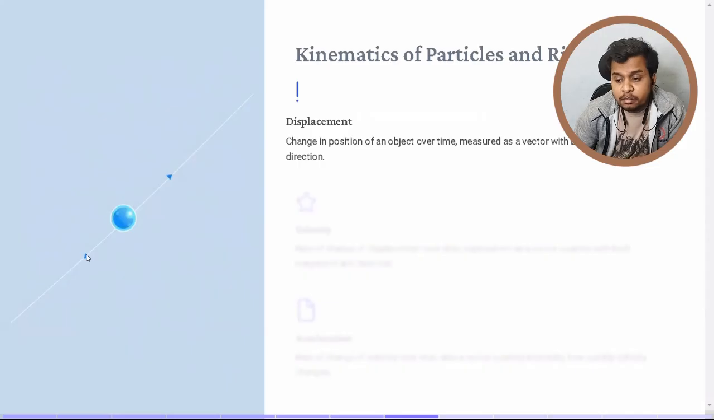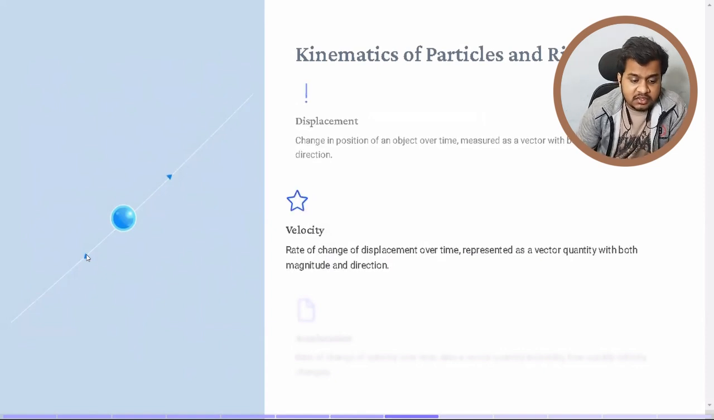Basically, displacement is the change in position of one object relative to another over a specific duration of time, and it is measured as a vector with both magnitude and direction. And velocity is the rate of change of displacement over time, represented as a vector quantity with both magnitude and direction.